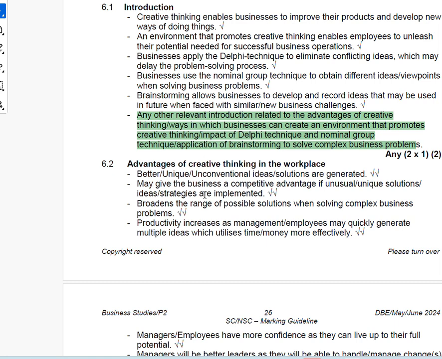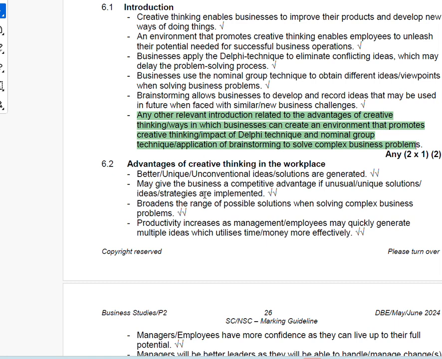When creative thinking is enforced in the employees, each employee can come up with their own ideas which will add value in the company, and may give the business a competitive advantage through unusual or unique solutions. Ideas and strategies are implemented. So if the organization receives strategic thinking from different employees and they apply or implement those ideas in their operation, it might give them a competitive advantage.